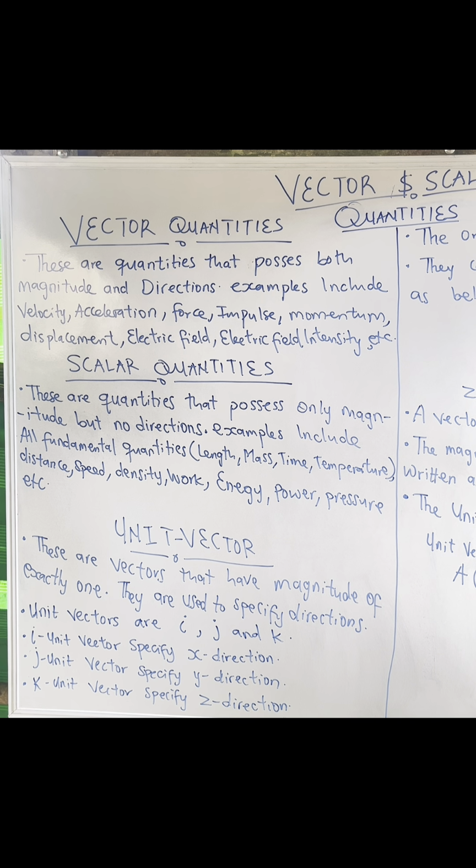Examples of these vector quantities include velocity, acceleration, force, impulse, momentum, displacement, electric field intensity. Anything field is a vector quantity. So vector quantities have both magnitude and direction.